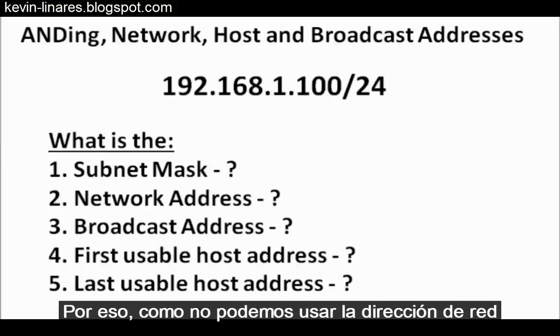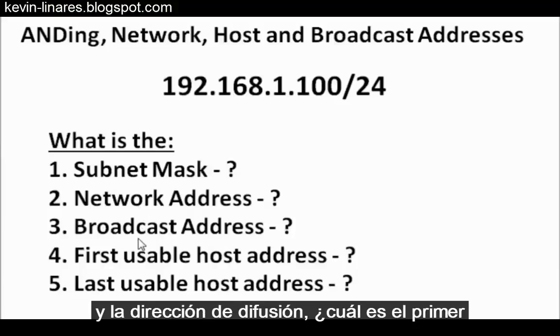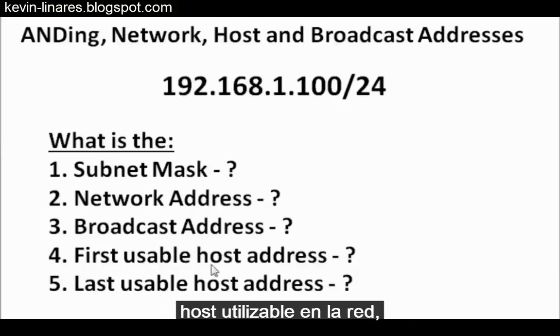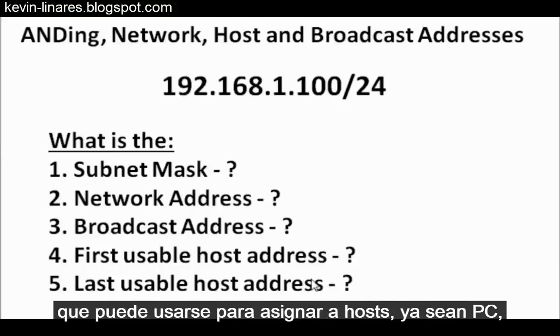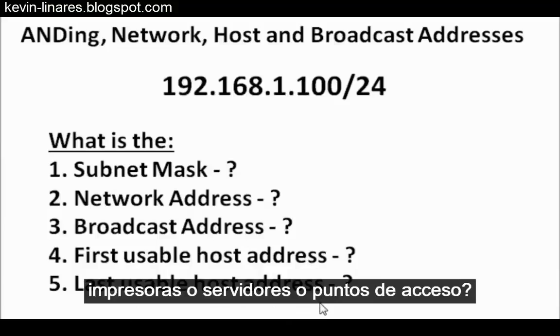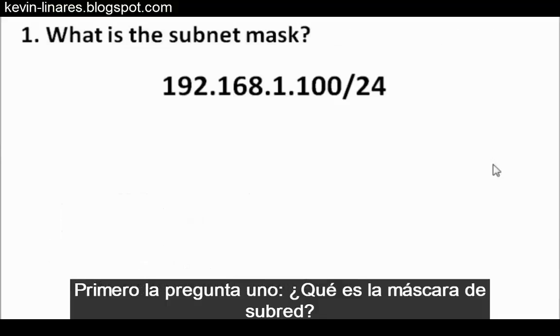And then, since we can't use the network address and the broadcast address, what is the first usable host address on the network, and what is the last usable host address on the network that we can use to assign to hosts, whether they're PCs or printers or servers or access points, whatever. We'll start with question 1. What is the subnet mask?